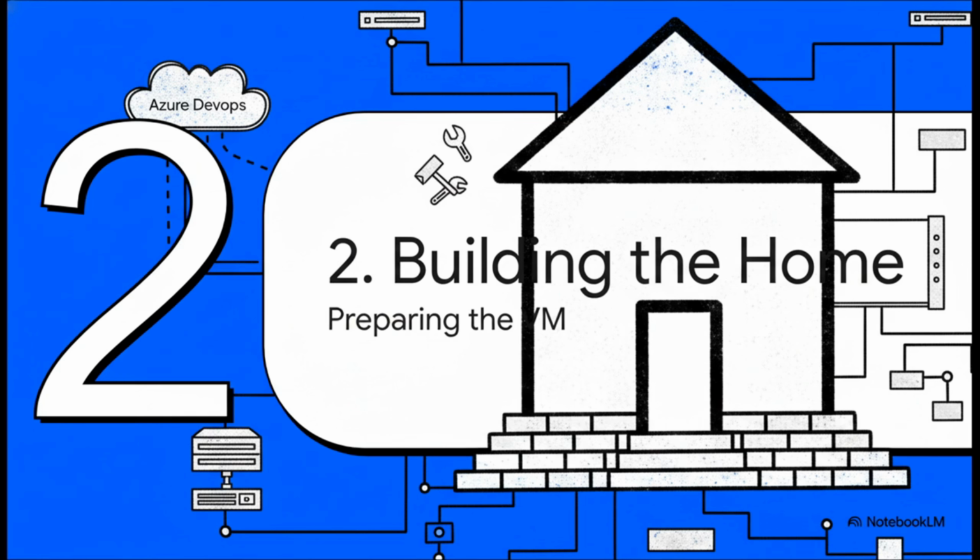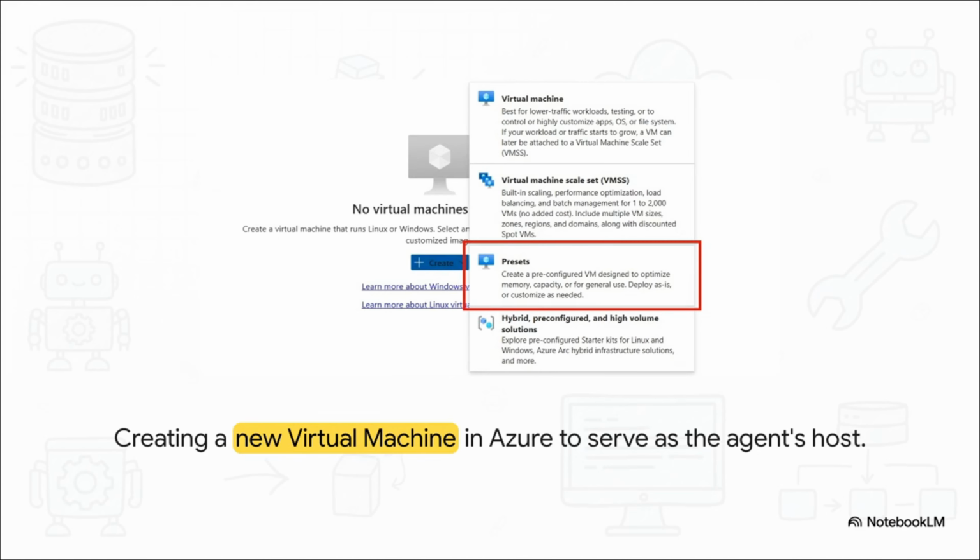So part 2 is all about building the agent's home. And our first real practical step is to get a virtual machine ready. This machine is going to be the foundation for our entire custom setup. We're kicking things off right here in the Azure portal. As you can see, we're just creating a new virtual machine. This isn't just some temporary server, though. You've got to think of it as the dedicated, permanent home for our build agent.